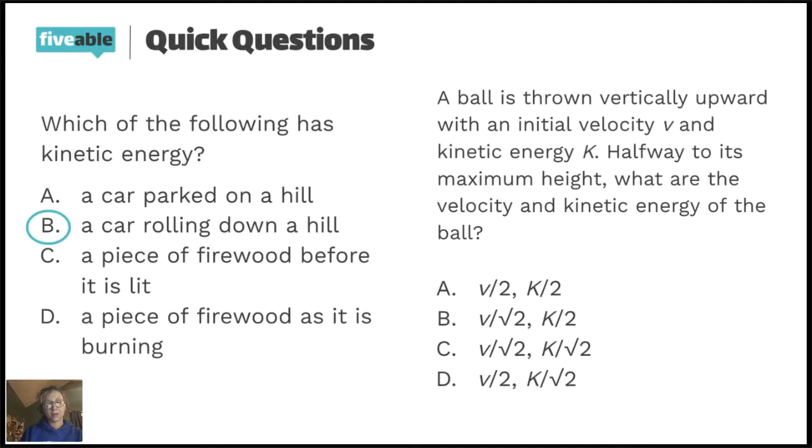But if we remember the equation for kinetic energy, the kinetic energy does not go as the velocity, it goes as the velocity squared. So the correct answer should be D. It'll have half the velocity and 1 over the square root of 2 of the kinetic energy when it's halfway up. It will not have half the kinetic energy yet.